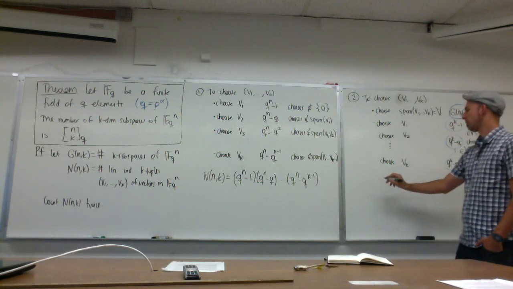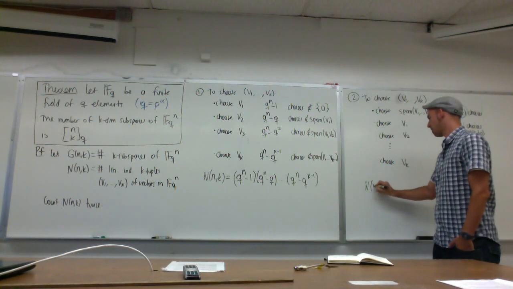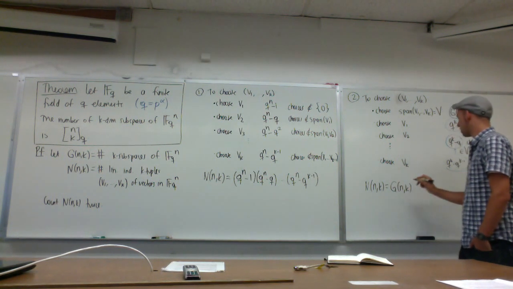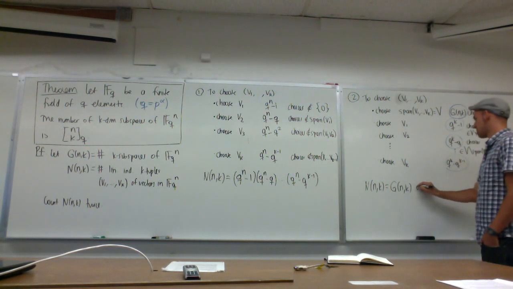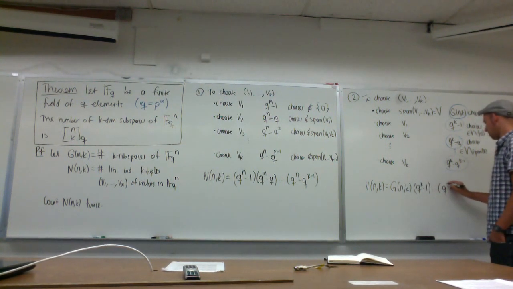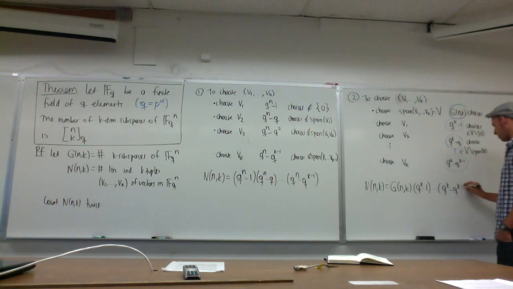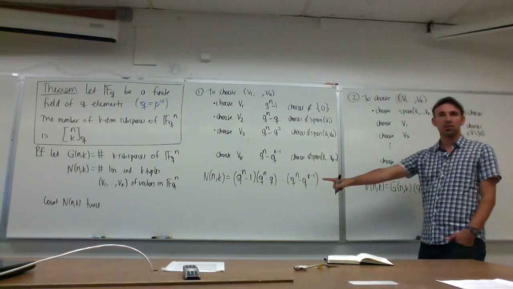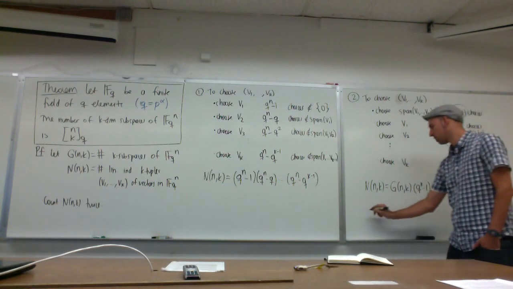And so in total, what I get is that n of n comma k is equal to G of nk times q to the k minus 1 times q to the k minus q up to q to the k minus q to the k minus 1. Okay? If you compare this with the proof for n choose k, it's almost the same proof. And then what we did then, and we're going to do now, is just equate these two things, and that's going to give us a formula for G of nk.